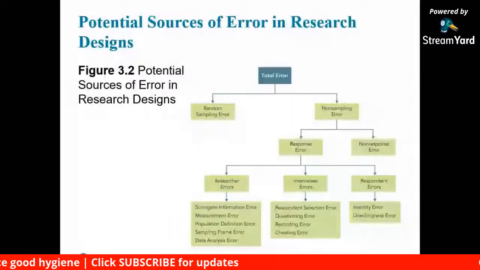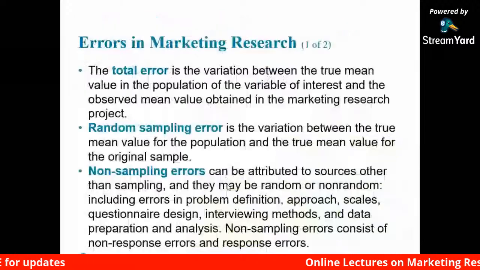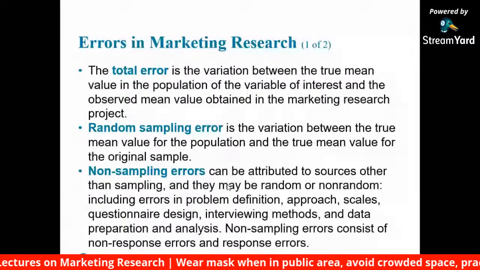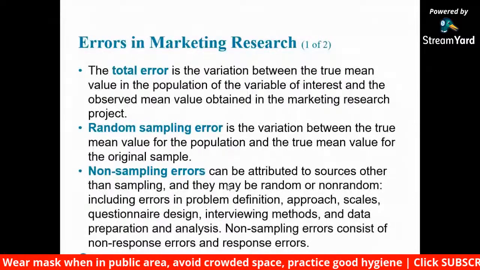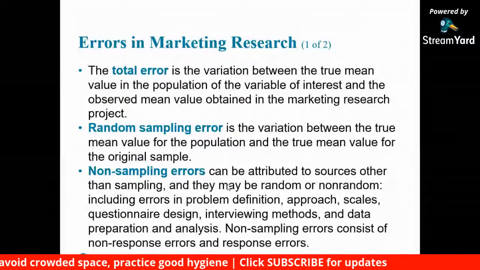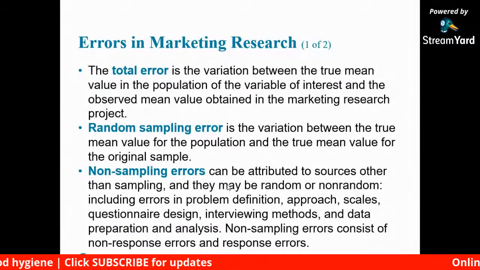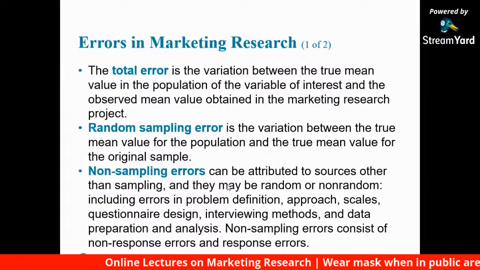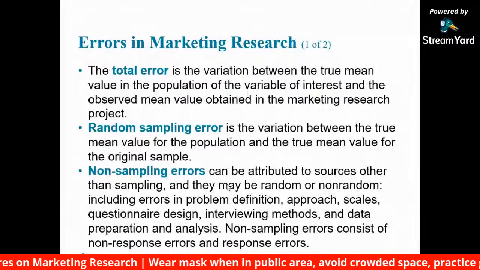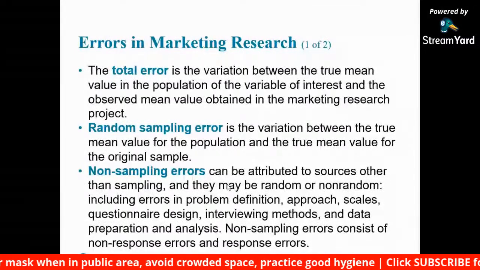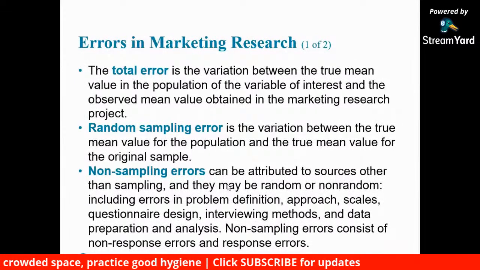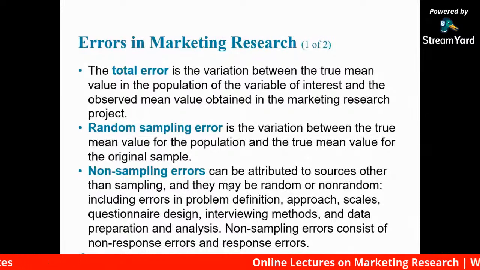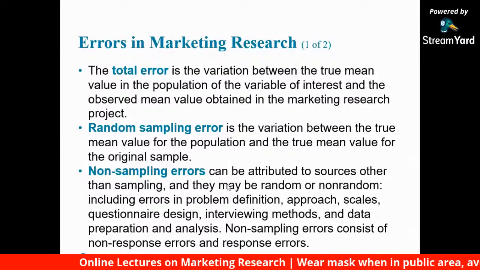I want to talk a bit. What is random sampling error? It is the variation between the true mean value for the population and the true mean value for the original sample. In more detailed explanation, for example, right here, the average annual income of the target population is $75,871, but it is only $71,382 for the original sample, as determined from the mail panel record, which is believed to be accurate.